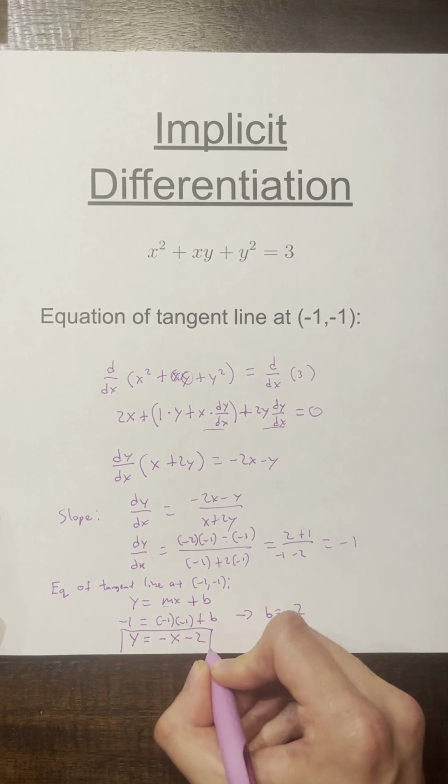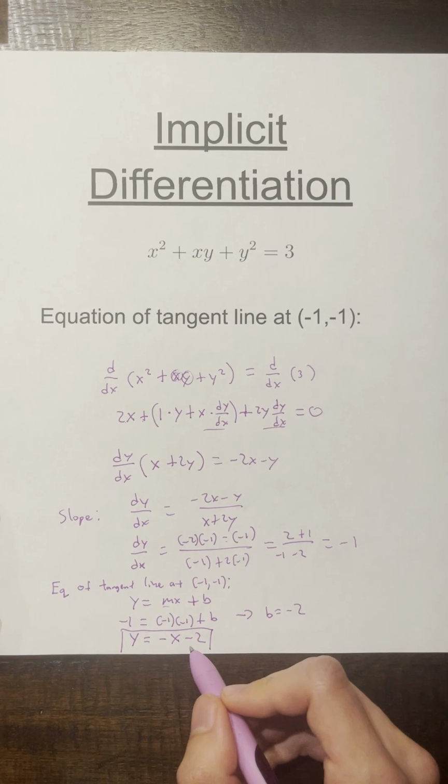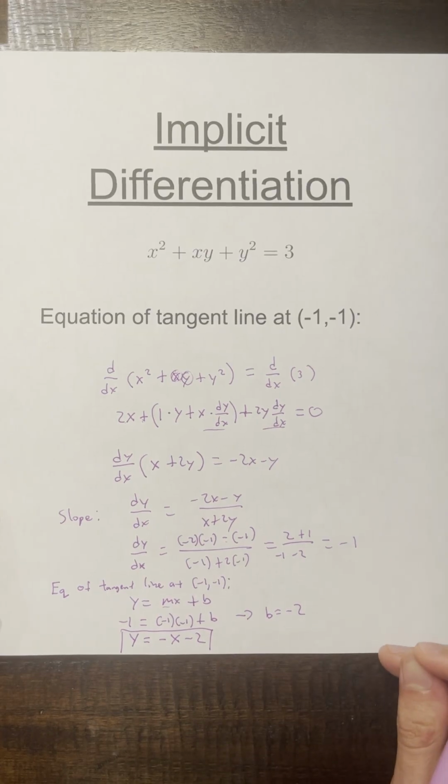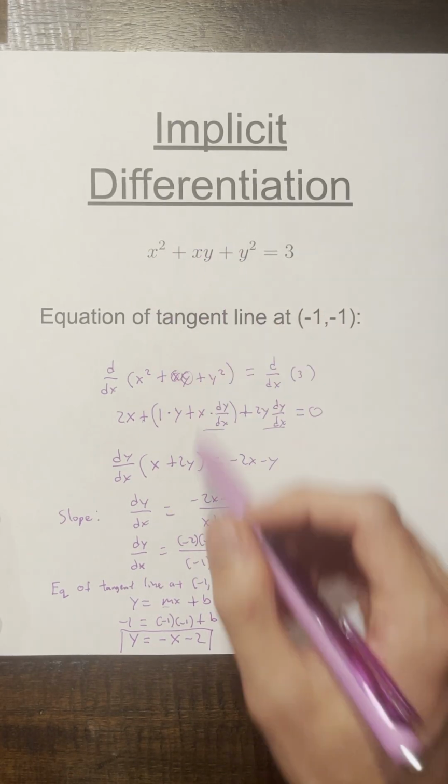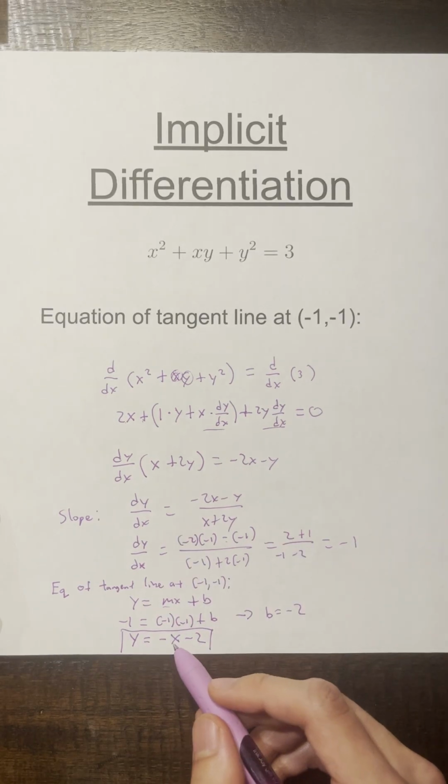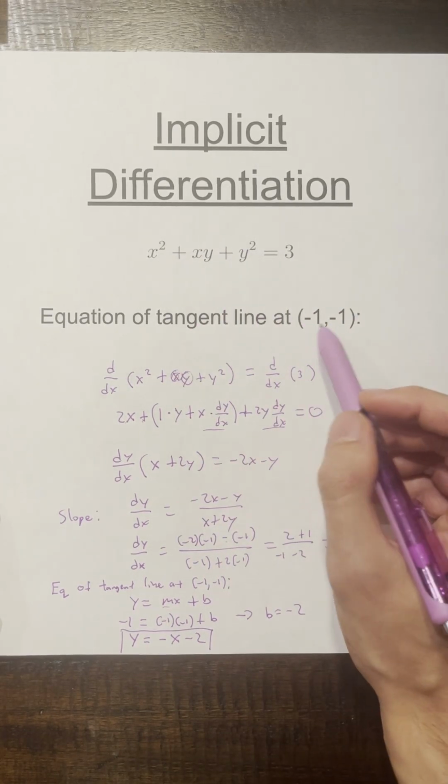This is your answer. And if you want to double check this, I encourage y'all to go on Desmos or a graphing calculator and graph this, and then double check and see if this is tangent to this at -1, -1.